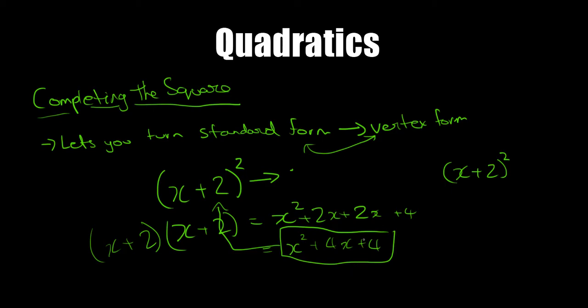But some equations, for example, let's pick a pretty ugly one: x squared plus 6x plus 1. This is not a perfect square equation. This is a perfect square equation. This is not a perfect square.